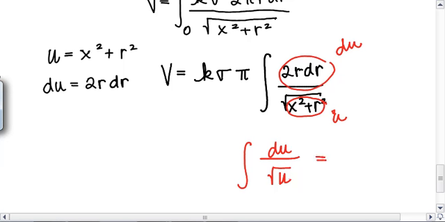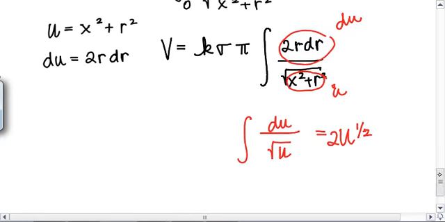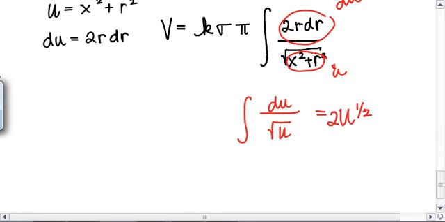So what's that going to give us? U to the negative 3/2? I think it's u to the 1/2. Yes. 2u to the 1/2. Okay. So now what do we do when we have to do u substitution? Put it back in. Yeah.